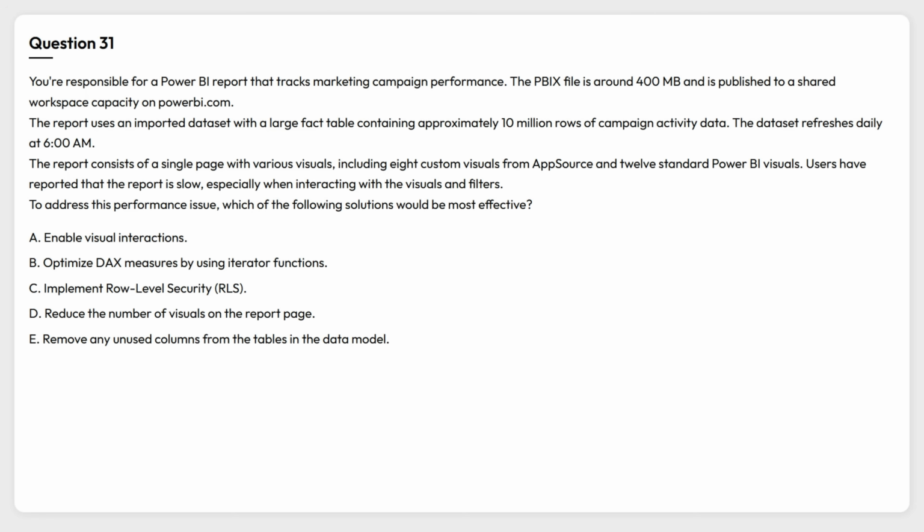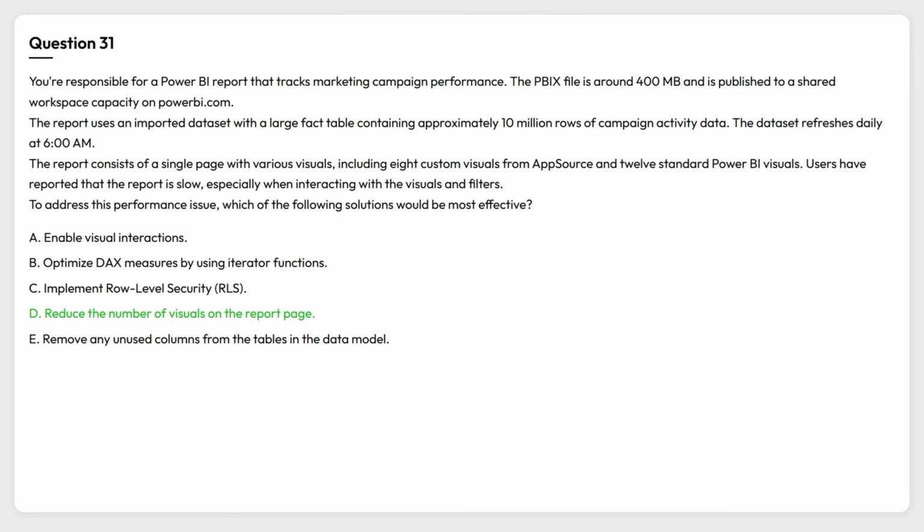Option A. Enable visual interaction. Option B. Optimize DAX measures by using iterator functions. Option C. Implement row-level security (RLS). Option D. Reduce the number of visuals on the report page. Option E. Remove any unused columns from the tables in the data model.